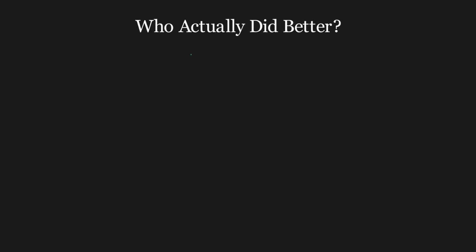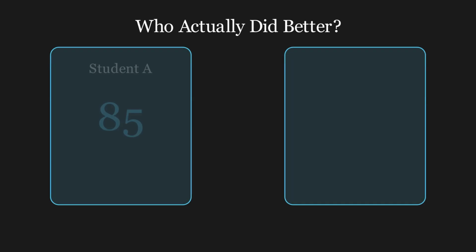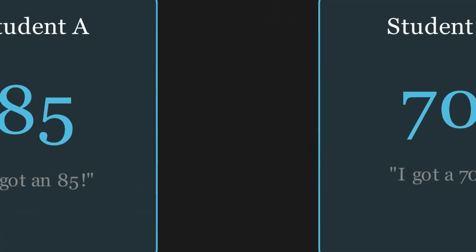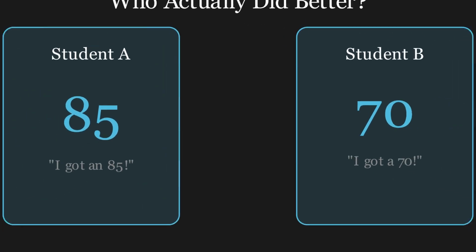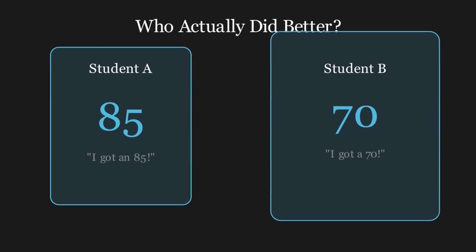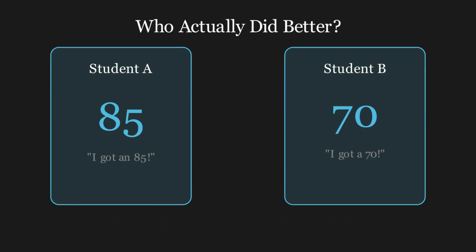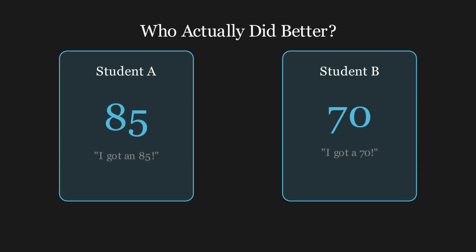Imagine two students bragging about their test scores. One says, I got an 85. The other says, I got a 70. Who actually did better? You can't tell yet because you don't know how hard each test was or how everyone else did. This is exactly the problem a z-score solves, and by the end of this video, you'll be able to compare those two scores fairly.